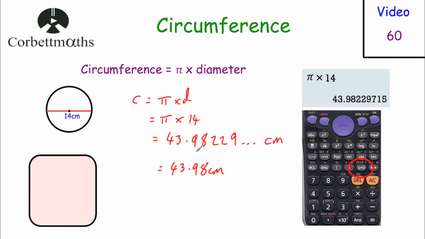And always remember your units. The circumference is a perimeter, it's the distance around the outside of the circle. So if the diameter is 14 centimetres, the circumference will be measured in centimetres also.